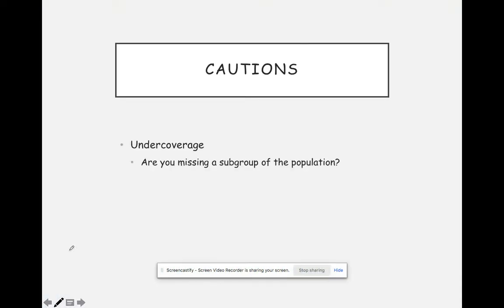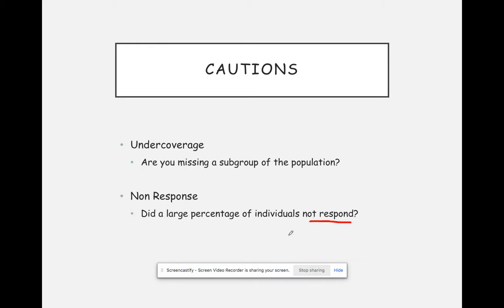So, one thing that we need to be aware of when we're looking at statistical studies is what's called undercoverage. Undercoverage is when you're missing a subgroup of the population. We also have what's called non-response, which means a large percentage of your individuals that you attempted to contact did not respond. So if you were sending out a survey and you sent out 1,000 surveys via email and only received 300 back, you have a really high rate of non-response, which is going to be an issue. Non-response is when people just did not respond by their own choice.